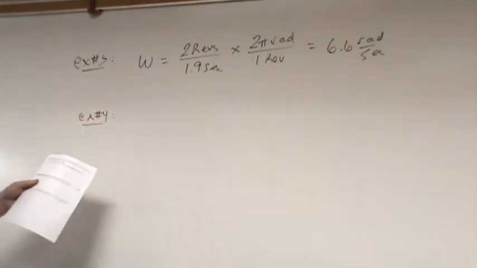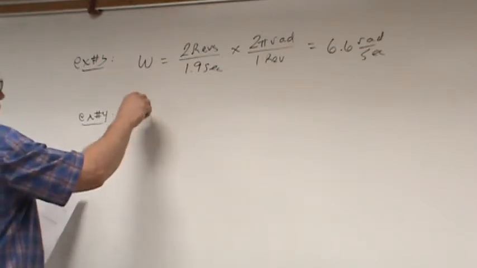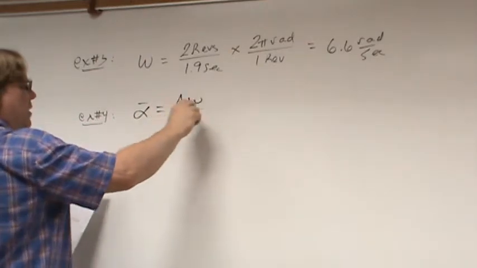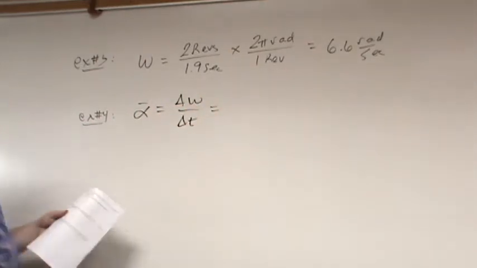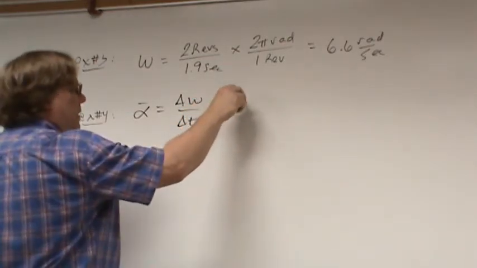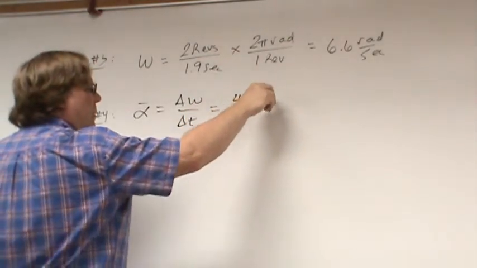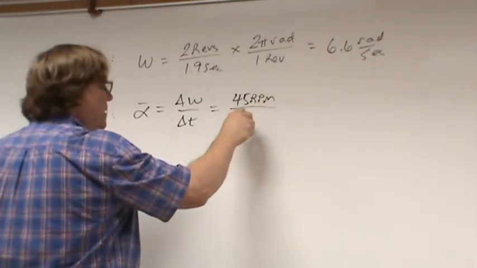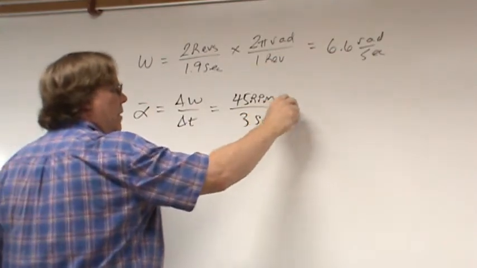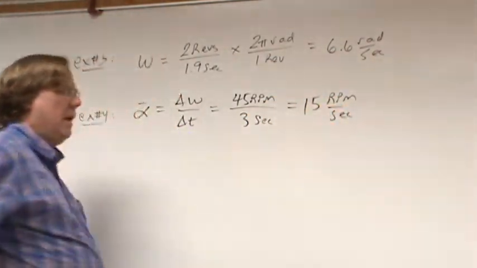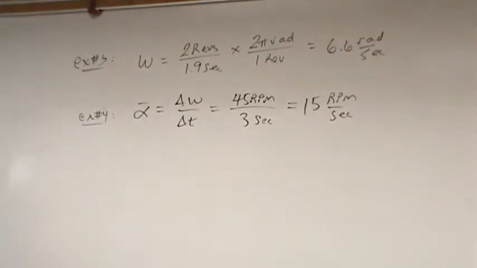So look at example number 4. I want my average angular acceleration. Well, that's going to be the change in omega over the change in time, right? My turntable goes from rest to 45 RPM. So the change in omega is 45 RPM minus 0, and the amount of time I do it in is 3 seconds. So I've got 15 RPM per second. That's a measure of angular acceleration, revolutions per minute per second.